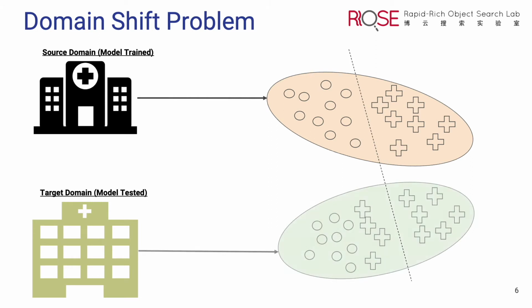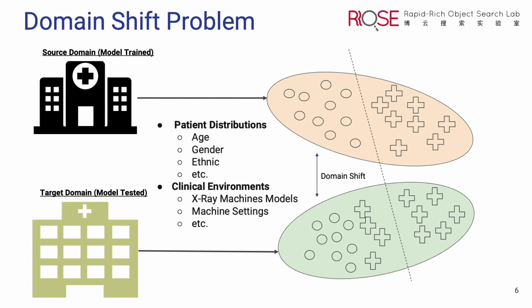However, when the model is directly used in the target domain, some of the data will be misclassified due to the domain shift. The domain shift problem is usually caused by 2 factors: different patient distributions, and the variation in clinical environments. The image acquisition protocols and machines may vary among diagnostic centers. The patient population of each hospital and clinic is also different.